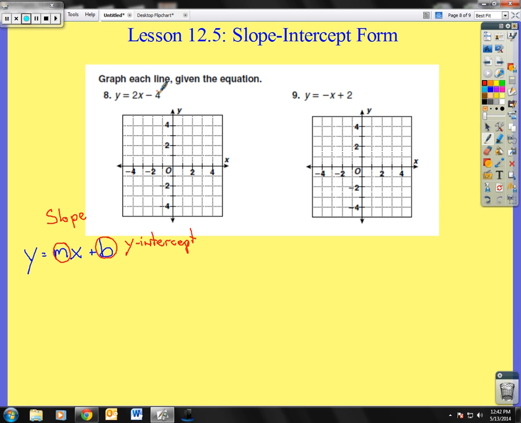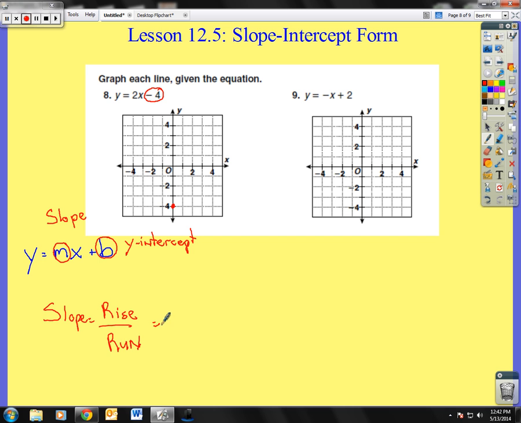First thing I'm going to do is plot the negative 4. I know it's a negative 4 because we're being subtracted. So I'm going to find my origin and go to negative 4 on the y-axis. So there is my y-intercept. Now I notice my slope is positive because it's a positive 2x. I also remember that we can write slope as rise over the run.